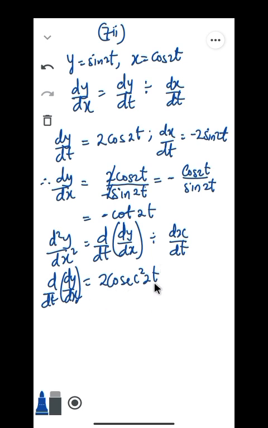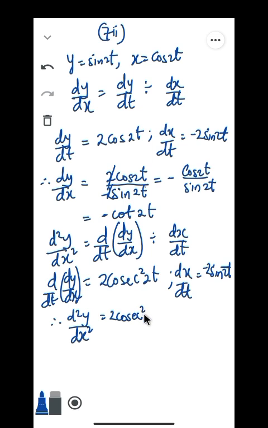Alright, so that is what you're going to have. And remember that dx/dt, we've gotten dx/dt already as what? -2 sine 2t. So therefore d squared y over dx squared, if you put them together, if you substitute into this, we should have 2 cosec squared of 2t all over -2 sine 2t. Okay, so this can cancel out this, and you still have negative cosec squared 2t all over sine 2t.